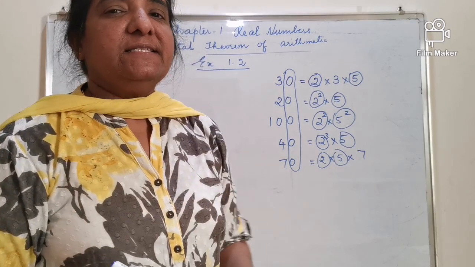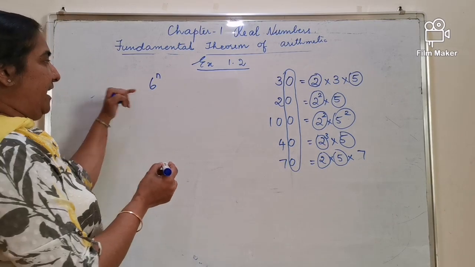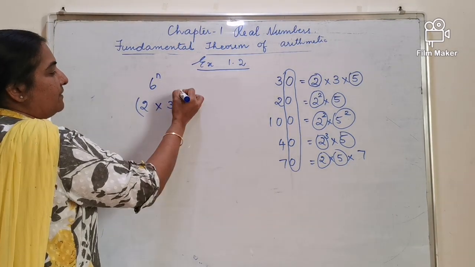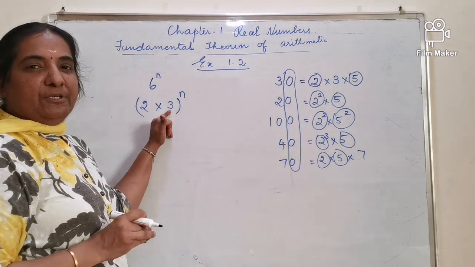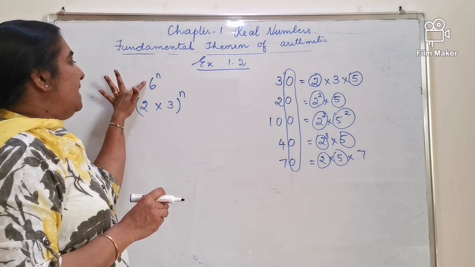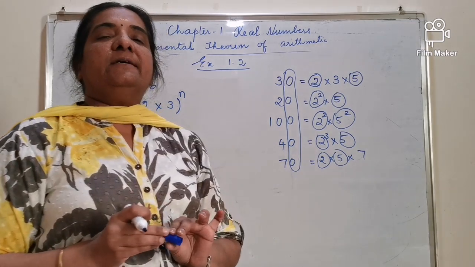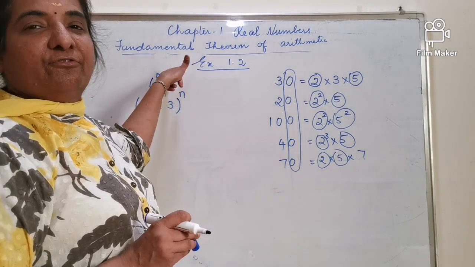If you understand this explanation, the number 6 to the power of n can be written as 2 into 3 to the power of n, where we do not have the prime factor 5, which shows that the number 6 raised to n cannot end with a digit 0 for any value of n.